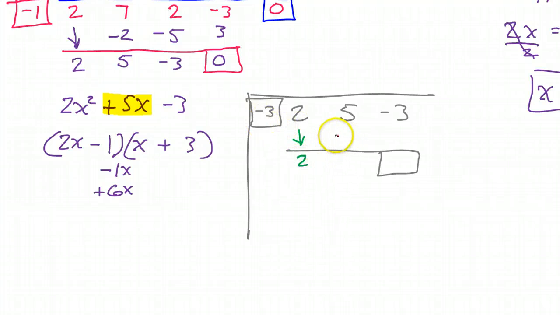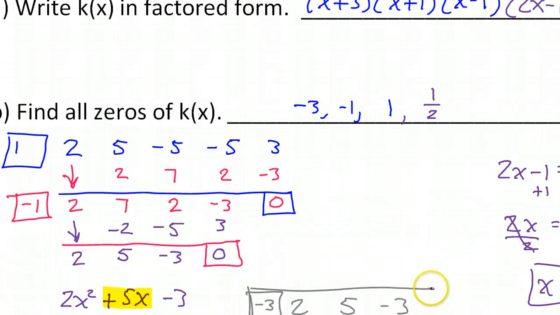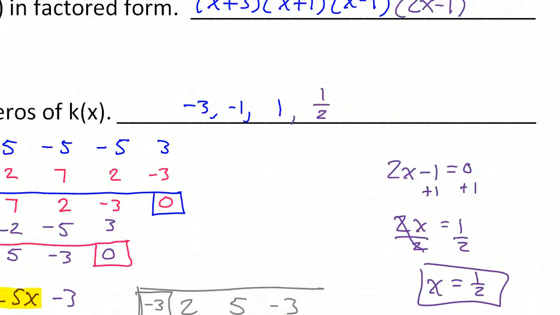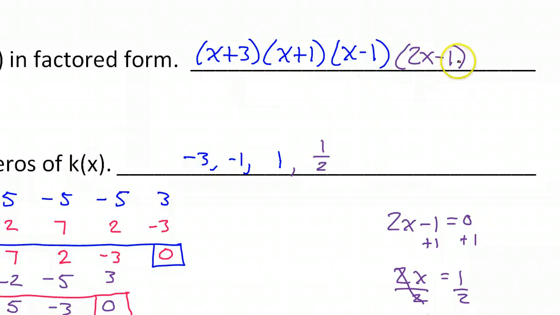Alright, 2 times negative 3 is negative 6, so that's negative 1. Negative 1 times negative 3 is positive 3, so that's 0. If I put the variables back in, then this would be 2x minus 1. So you see this 2x minus 1 is the same factor that we were missing, that last factor of 2x minus 1.